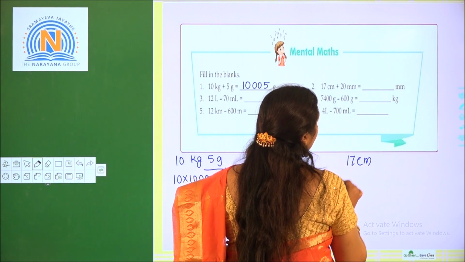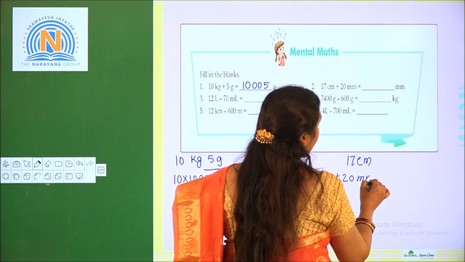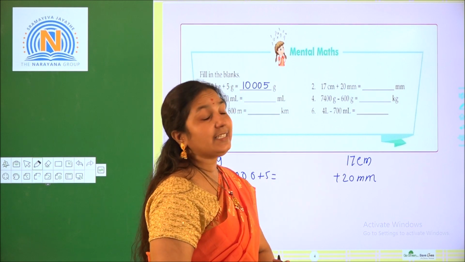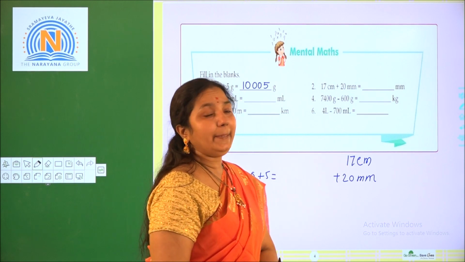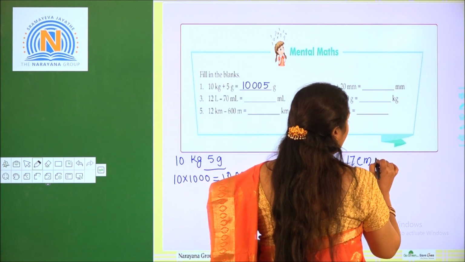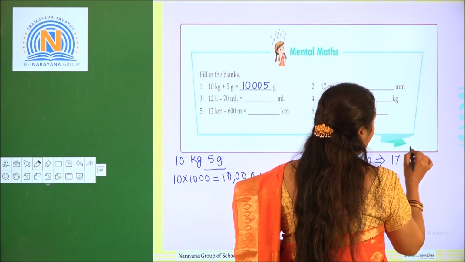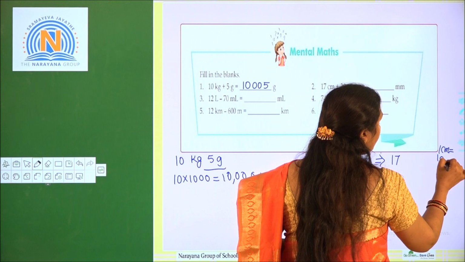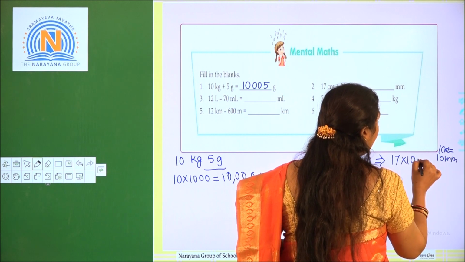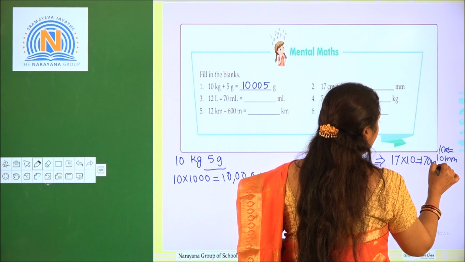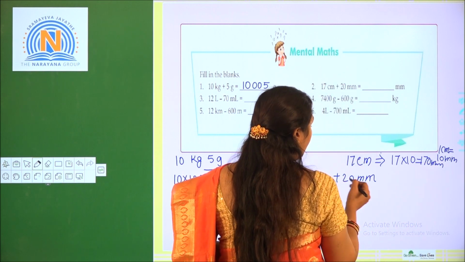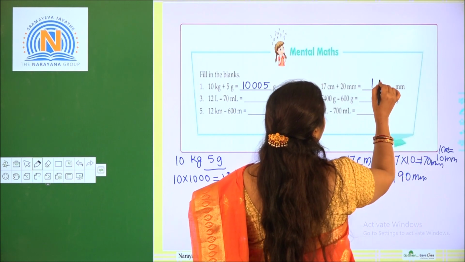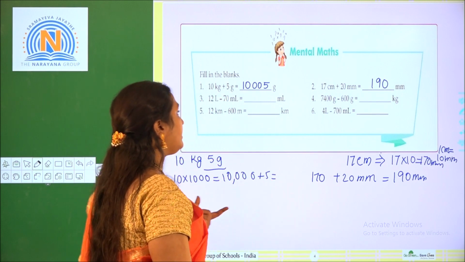Next, 17 centimeters plus 20 millimeters equal to dash millimeters. We have to convert 17 centimeters into millimeters first. Already we know that 1 centimeter equal to 10 millimeters. 17 into 10 equal to 170 millimeters. Now 170 millimeters plus 20 millimeters equal to 190 millimeters. So what is the missing number here? 190 millimeters.